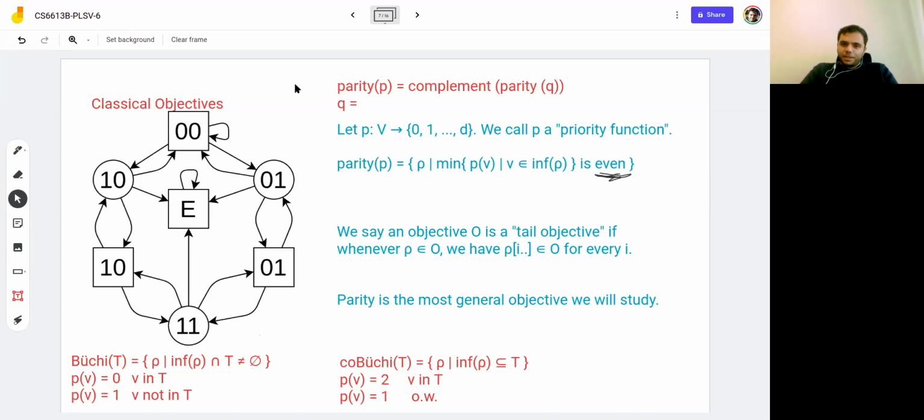It's actually very simple if you think about it. So what is parity of P? Parity of P is basically the set of all infinite paths in which the smallest value of P that is visited infinitely many times is even. So if we take its complement, it would be basically putting odd here. So all we have to do is to make sure that the function Q changes the parity. So it can be 1 plus P. Right? And then parity of P is basically the complement of parity of 1 plus P.